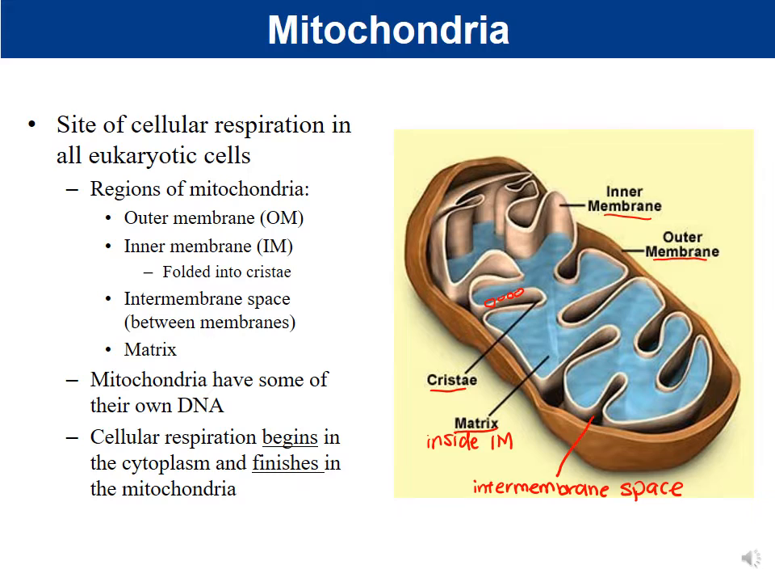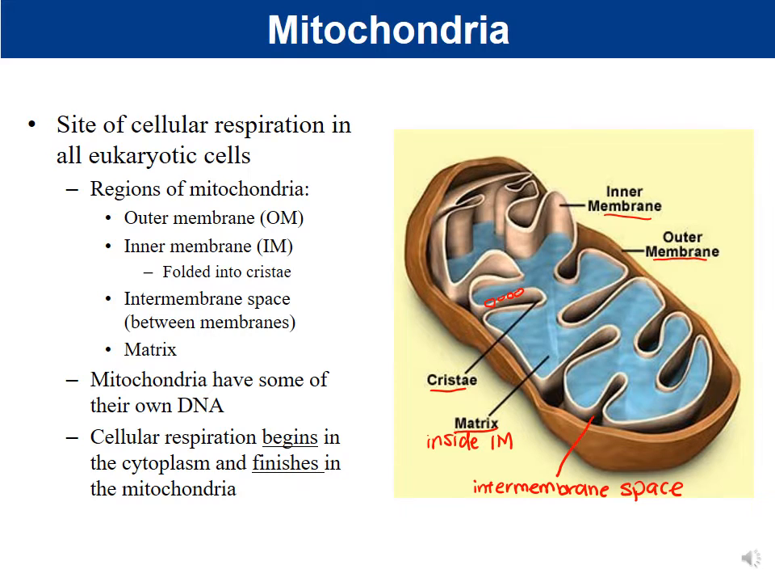So glycolysis is going to happen in the cytoplasm, but the Krebs cycle and the electron transport chain all are going to take place within the mitochondria. Now, do prokaryotic cells like bacteria have mitochondria? And the answer is no. They don't have membrane-bound organelles.